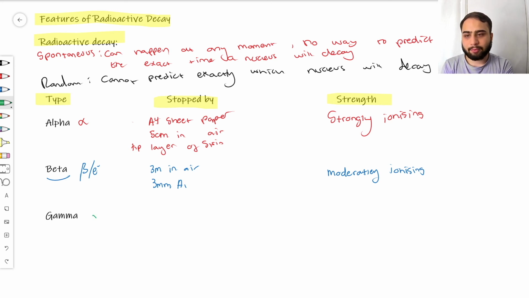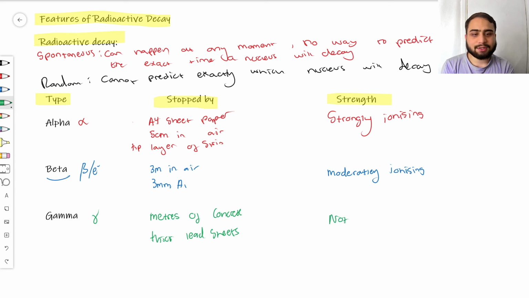Now let's have a look at gamma. So remember, gammas are electromagnetic waves that carry a bundle of energy. Because they're waves, they can only be stopped by meters of concrete or thick lead sheets. Okay, so gamma radiations are very, very penetrating, right? They can go very far before they're stopped. But because they're only electromagnetic waves, they're not very ionizing, right? Because they penetrate so far, rather than doing damage, they just go straight through things.